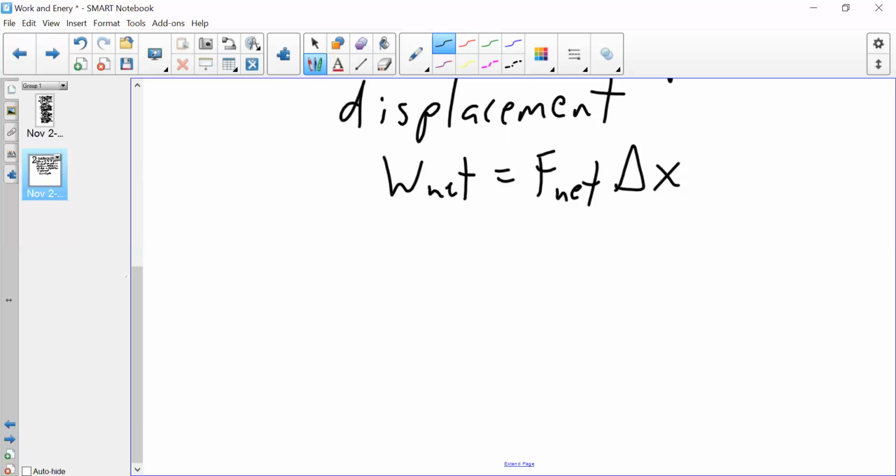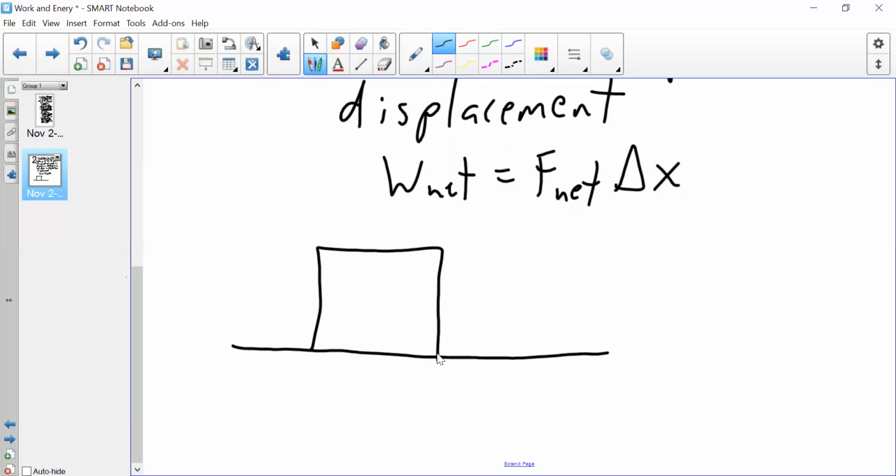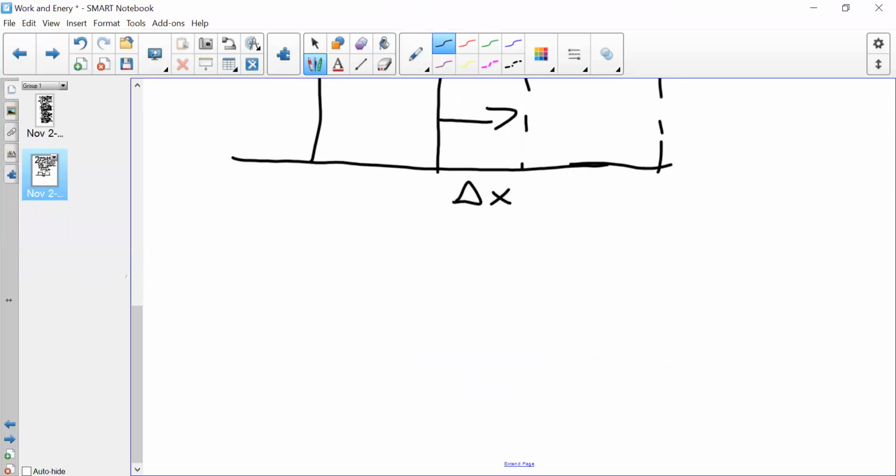So let's say that we had a box on a surface. We've seen this before. And let's say it moves to the right for displacement delta x. Okay, so we got the box moving. Before forces came along, we could figure out how much the box was displaced by knowing a few things: the velocity, the time, the acceleration.